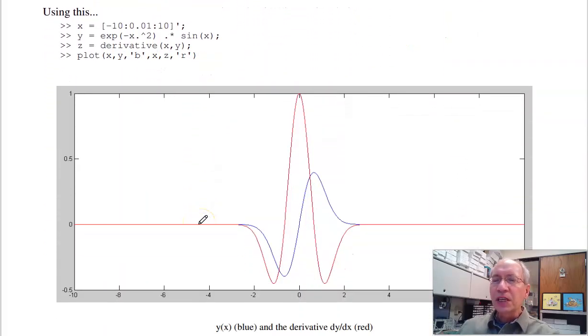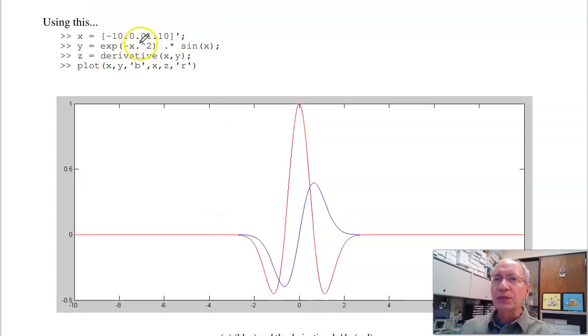So with that function, I can try to find the derivative. So here's my function. X goes from minus 10 to plus 10. Here is my function, e to the minus x squared times sine of x. That plots as the blue line, so this is y. The derivative then, I will calculate at each point, what's the slope at each point, and plot it. So here is dy/dx.